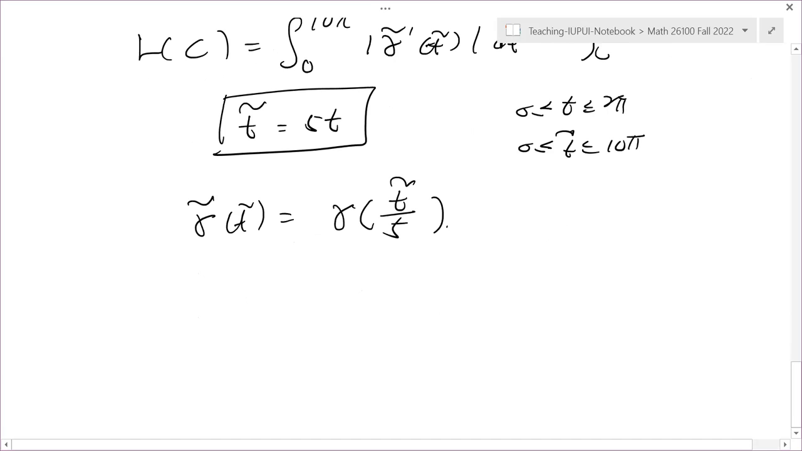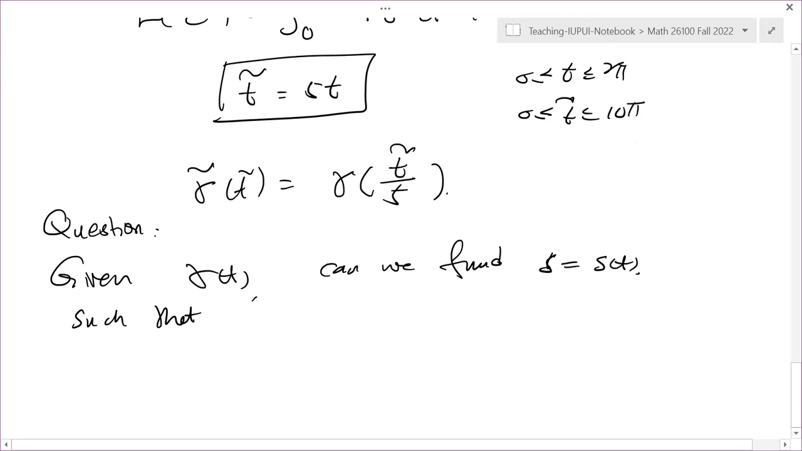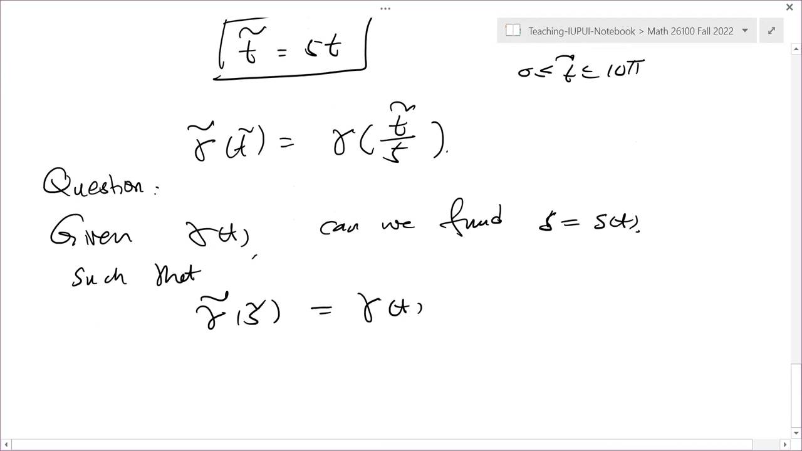My question is, given gamma t, can we find a new parameterization, s equals s of t, such that this new one has the following property? This is a new parameter, so I can find the inverse.